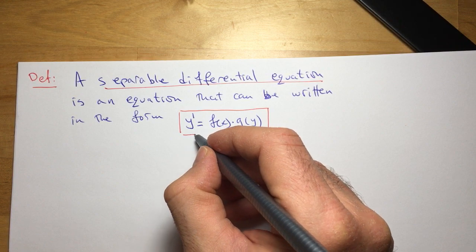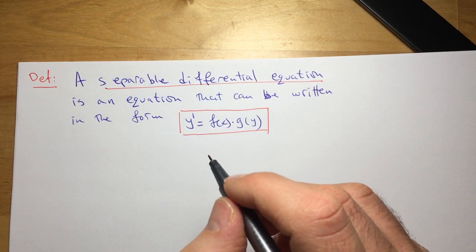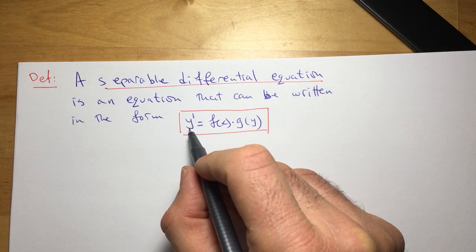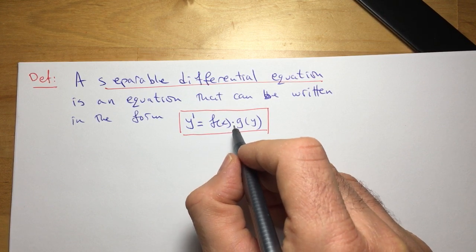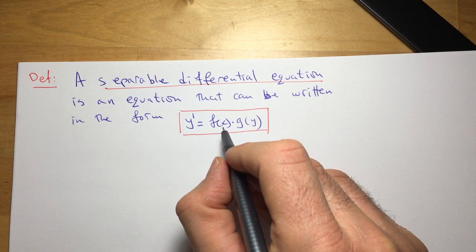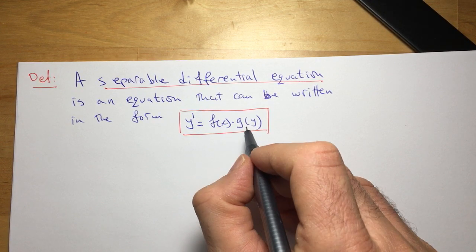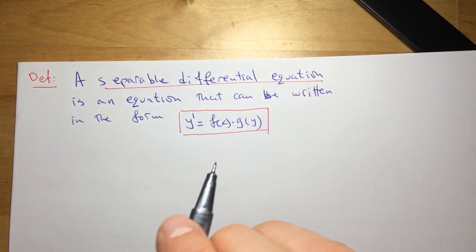It means that we call a separable differential equation an equation such that on one side of the equation you have dy dx, and on the other side of the equation you have a product of two functions, of two expressions, one of them solely defined in terms of x, and the other one exclusively defined in terms of y.